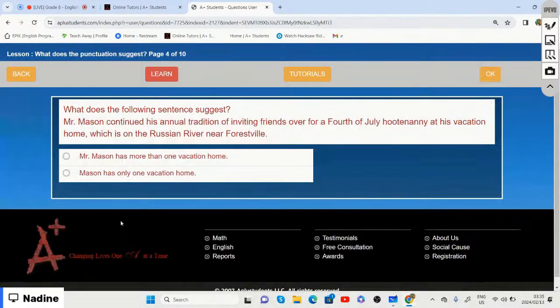Mr. Mason continued his annual tradition of inviting friends over for a 4th of July hootenanny at his vacation home, which is on the Russian River near Forestville. We need to say what the following sentence suggests. Does it say that Mr. Mason has more than one vacation home, or does it say Mr. Mason has only one vacation home?